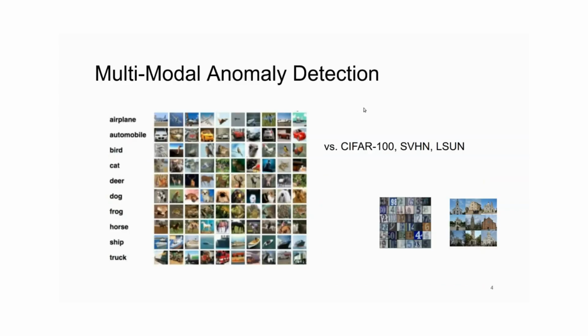And we specifically look at multimodal anomaly detection in images. So our normal train set is composed of many classes, for example, the CIFAR10 classes, and we simulate anomalies as any image that comes from another dataset, such as CIFAR100, SVHN, or LSUN.